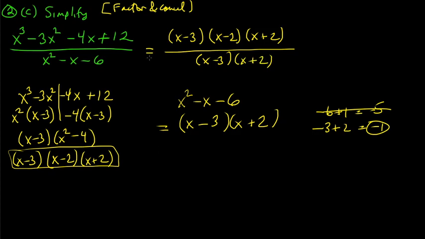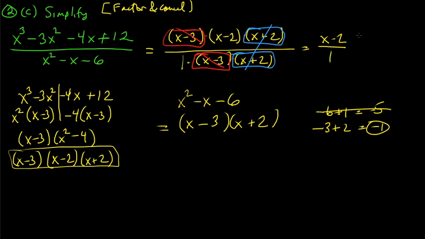Now comes the fun part. Now we cancel. Everything is multiplying here, there's no adding or subtracting. So the factors we can cancel are the x minus 3 and the x plus 2. It's the same in the numerator and denominator. So what are we left with? We're left with x minus 2 in the numerator. And in the denominator, again, it's not a 0. It's an invisible 1. So x minus 2 over 1.